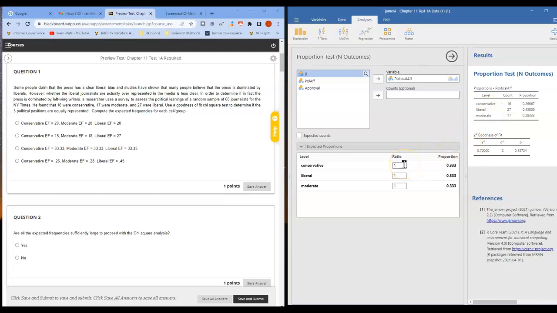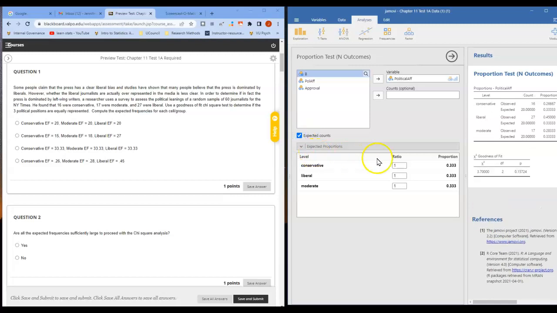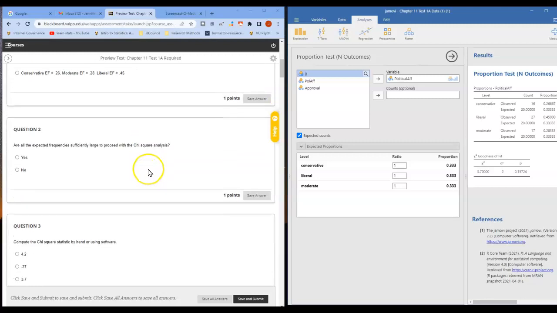Now, we're testing to see whether the three political leanings are equally represented. So we're going to leave the ratios at 1, which gives us a third in each group as our expected frequencies. To see the expected counts, we click on that expected counts box. So you can see then that we expect 20 per cell. If we have 60 people total and we're expecting an even split amongst the three categories, we would expect 20 per cell there.